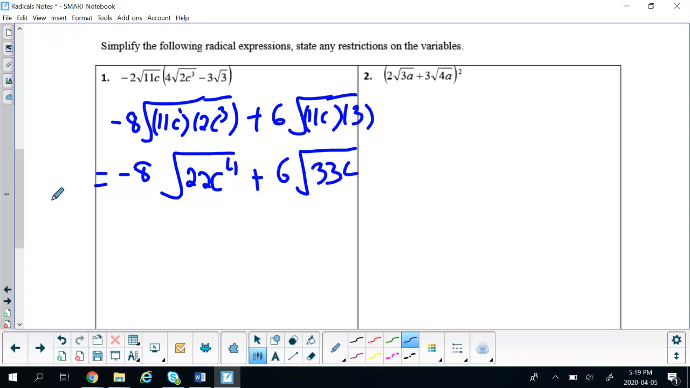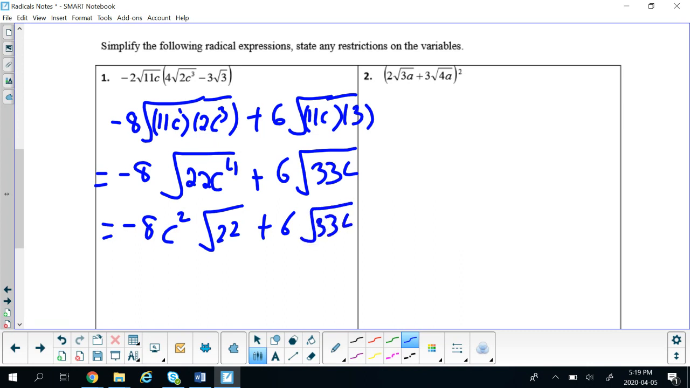Okay, so this c to the power 4, the square root of c to the power 4 is c squared. So this is equal to negative 8 c squared square root of 22, plus 6 square root of 33c.